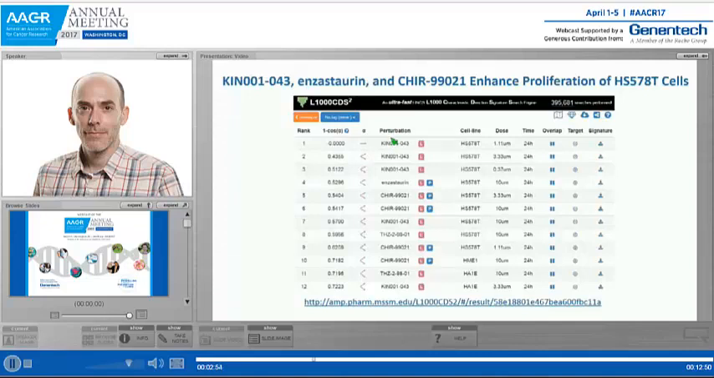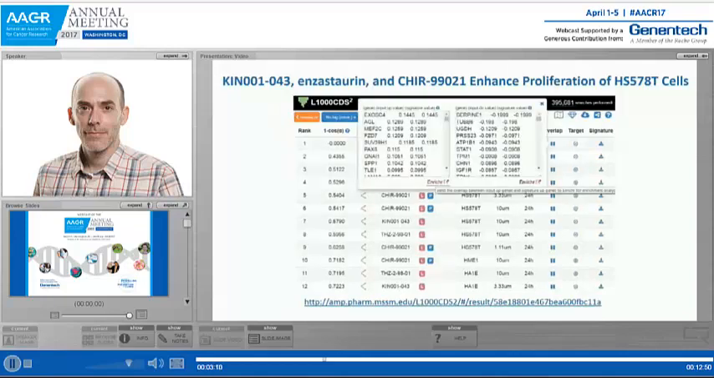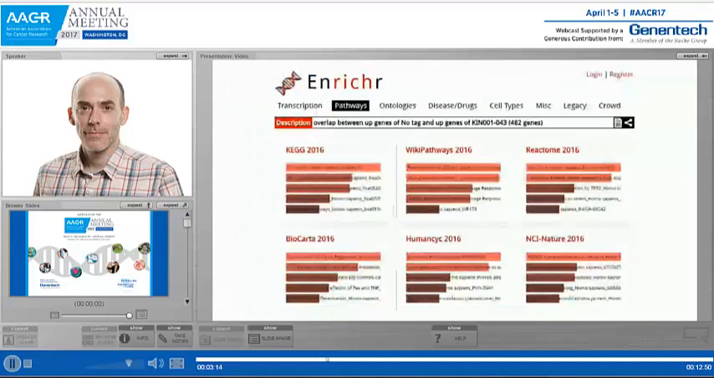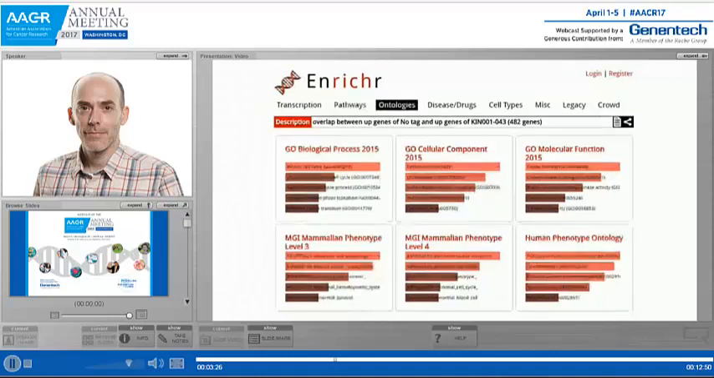In this tool, we can submit signatures and then find small molecules that can either mimic or reverse the response. In this case, we submitted one of those signatures that we've seen, and then we can find the other drugs that induce a similar response. Then we can run enrichment analysis for pathways and biological processes, and we can see that there's high upregulation of the cell cycle pathways and upregulation of kinases in general.